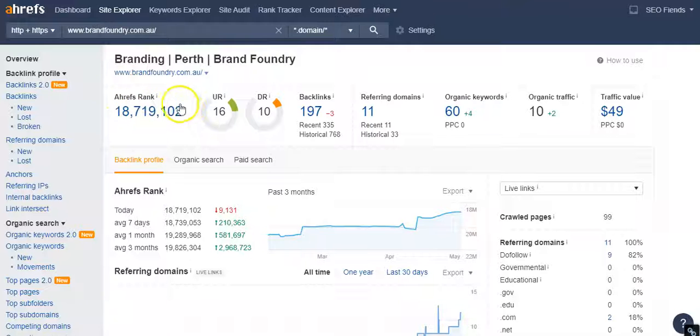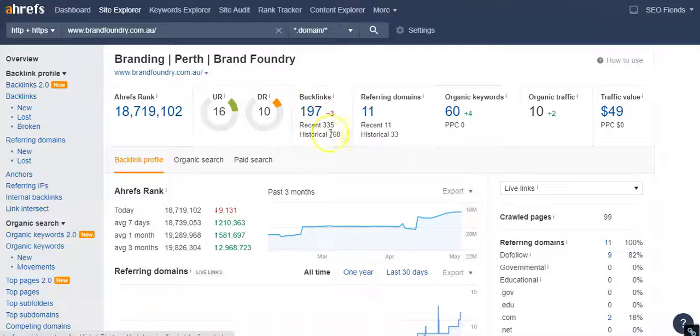This is a global ranking. It's saying that you're ranked 18.7 millionth globally. Your DR, which is your domain rating, from 0 to 100, is at a 10. So that's a really good start. And you have 197 backlinks coming from 11 different domains. Okay, so from 11 different websites. You can see that you've recently had 335, and overall since you started 768. So this shows you that they do fall away on a continual basis.